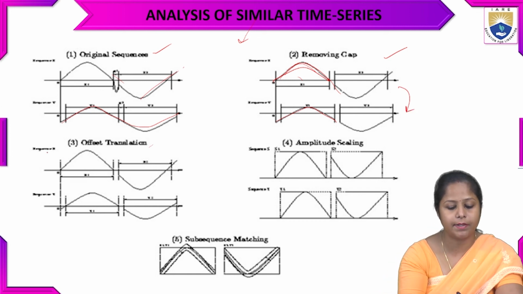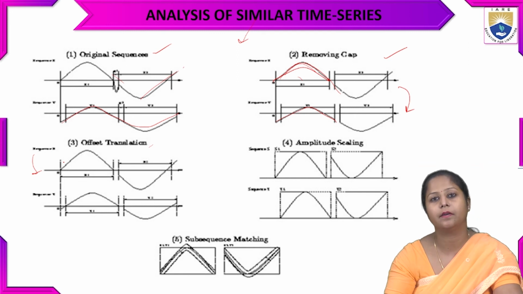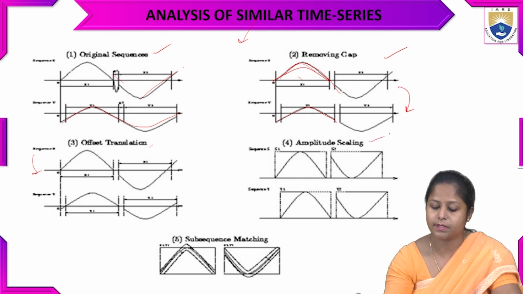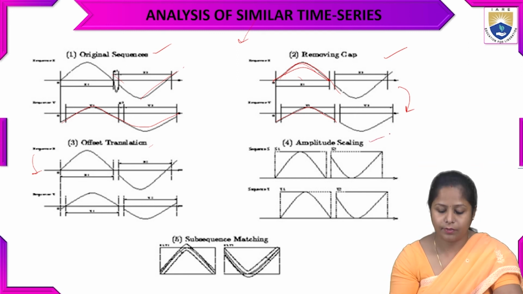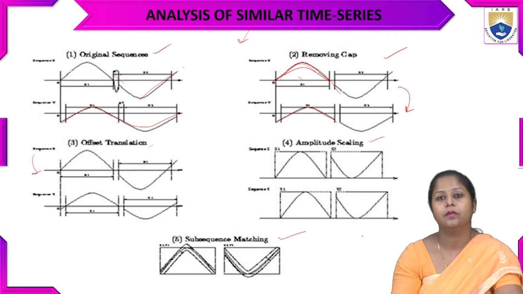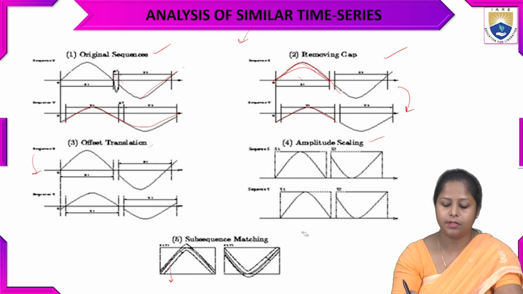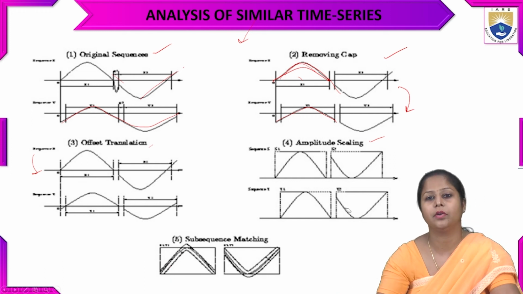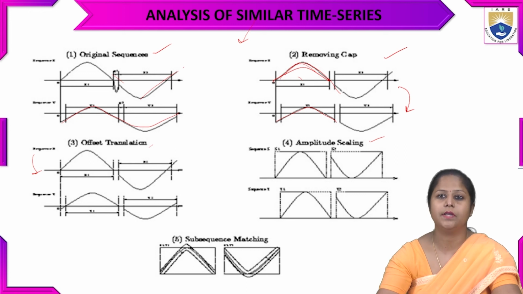In the third example, offset translation is there. In the fourth, amplitude scaling is occurring. In the fifth, subsequence matching. We have already covered how subsequence matching works. So these were the analysis graphs of similar time series data.